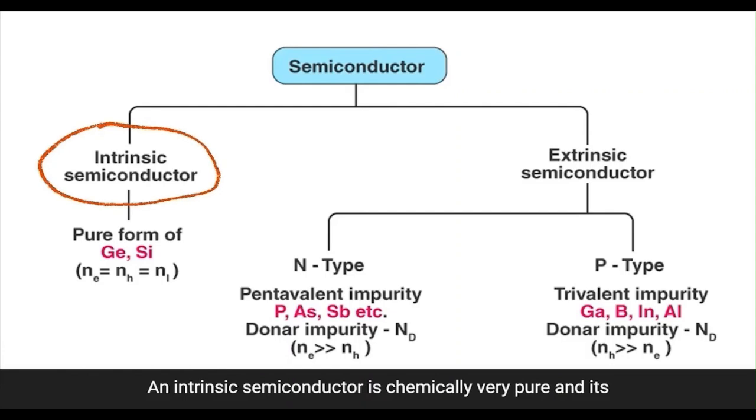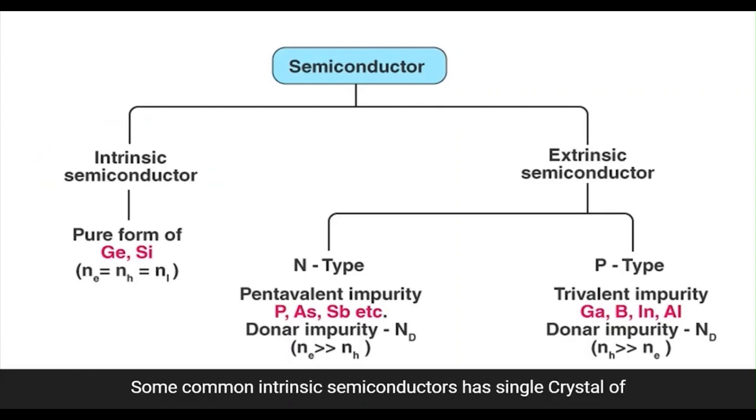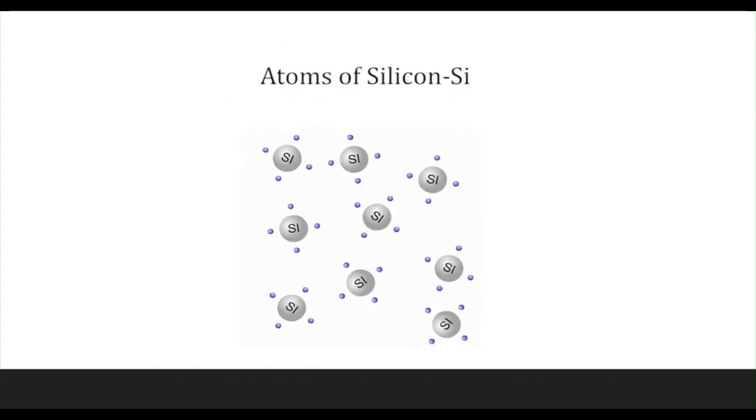An intrinsic semiconductor is chemically very pure and its conductivity is very poor. Some common intrinsic semiconductors are single crystals of silicon, germanium, and gallium arsenide. These may be converted into the more powerful extrinsic semiconductor by adding a small amount of impurities. This process, known as doping, alters the electrical properties of the semiconductor and improves its conductivity.